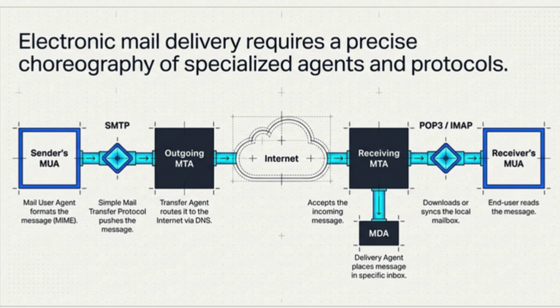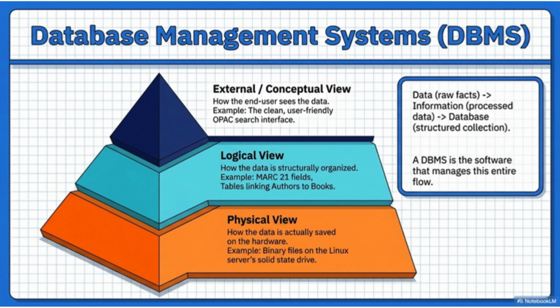Which brings us to database management systems, or DBMS. A DBMS is basically a collection of programs that allows a system to create, store, and modify massive amounts of data. And according to the sources, a modern DBMS operates using 3 levels of data abstraction. Right, and the concept of data abstraction is really just about decoupling the underlying messy machinery from the user experience. Okay, break down those 3 levels for us.